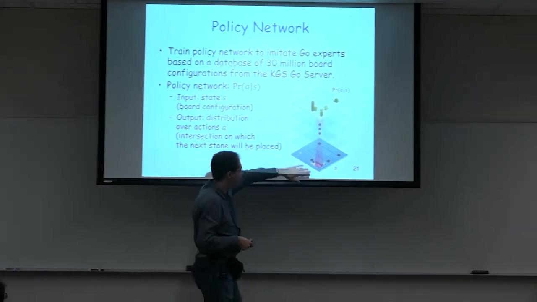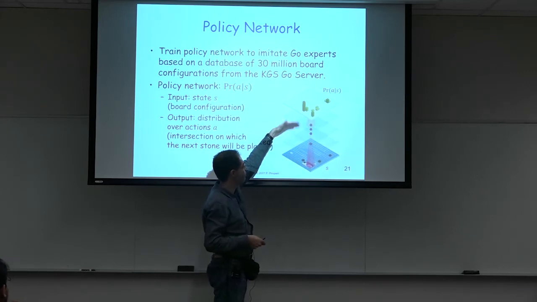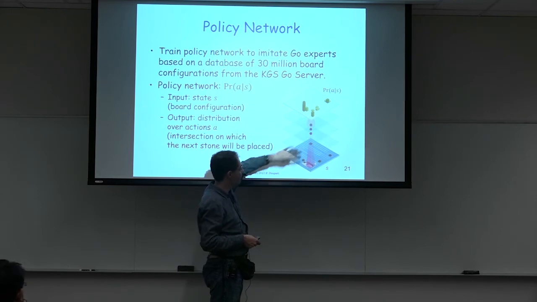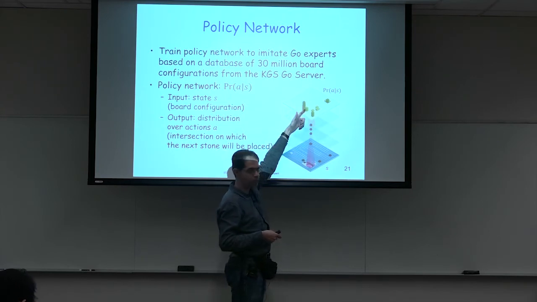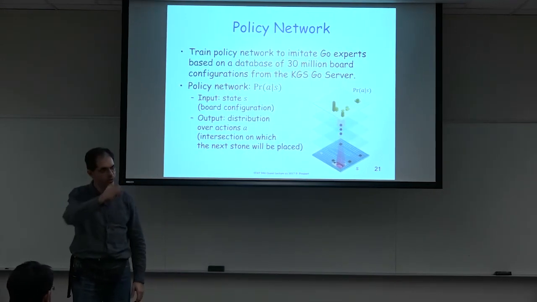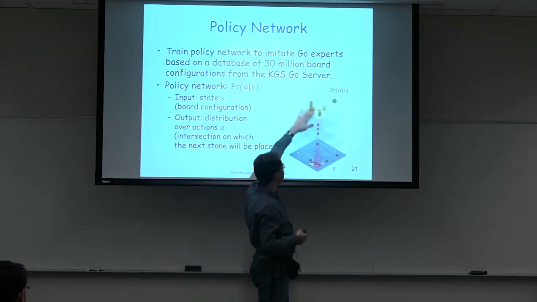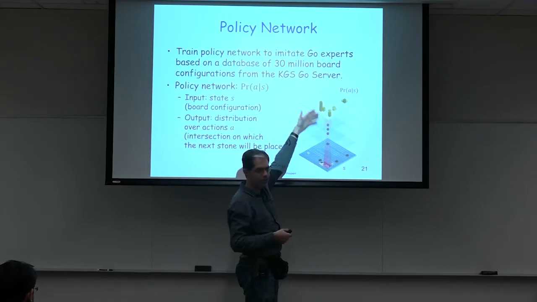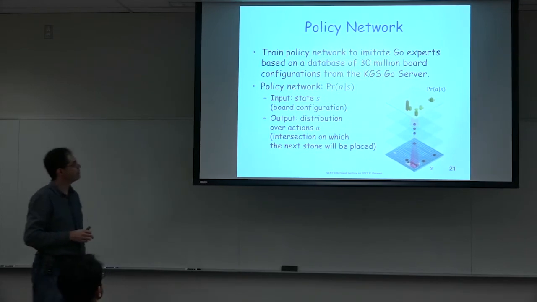Right? So we take as input a board configuration, and then we have a multi-layer neural network that applies convolutions and then recognizes patterns, and then at the top will produce a distribution over the next action. And here the next action is essentially placing the next stone at some free intersection. Right? So every intersection that is free is a possible action, and then it would have a distribution over that. Okay, so that's the policy network.